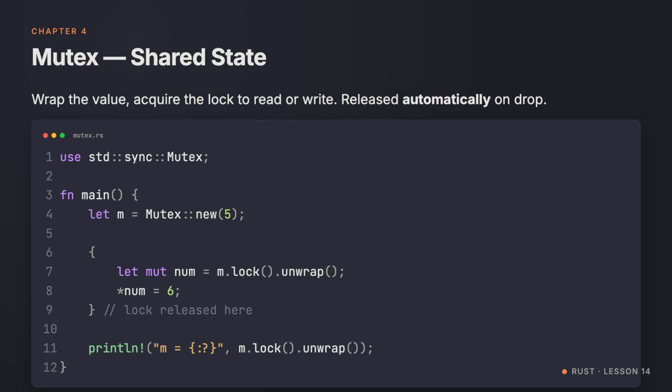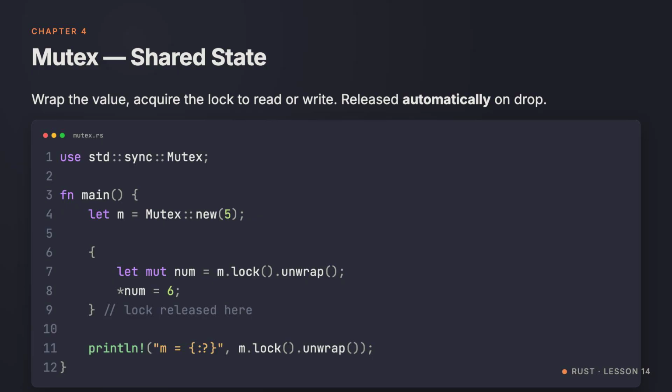The only way to access the inner value is to acquire the lock with .lock, which returns a guard. The guard gives you access to the value. When the guard goes out of scope, the lock is automatically released via the Drop trait we saw last lesson. You literally cannot access the data without holding the lock, because there's no way to reach the data except through the guard. And you can't forget to unlock because the guard's destructor handles that. Those are both entire bug classes that plague mutex usage in other languages, eliminated by the type system.